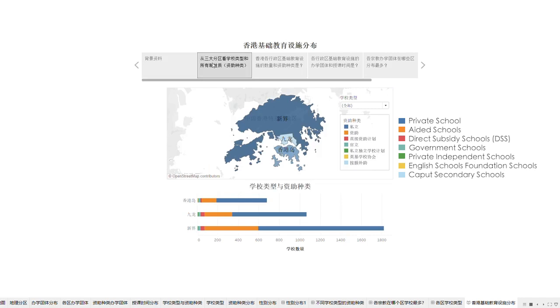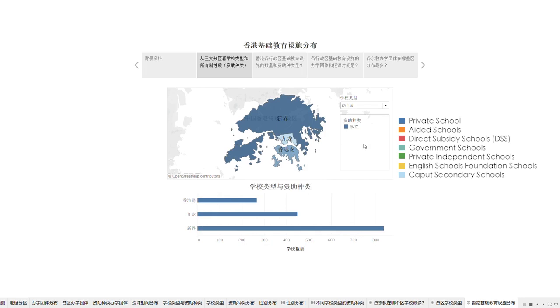This graph is showing different school types in Hong Kong. The schools are basically funded by different groups in Hong Kong. They include government schools and private schools, and also some schools are receiving subsidy or are aided by the government. For more information about this, there's a link below this video. If you want to know more about how schools are funded in Hong Kong, feel free to check out that one.